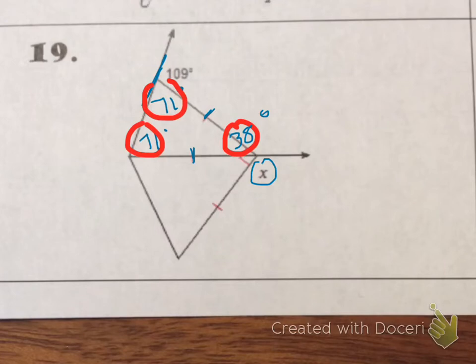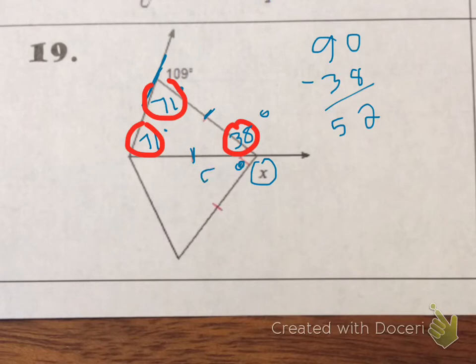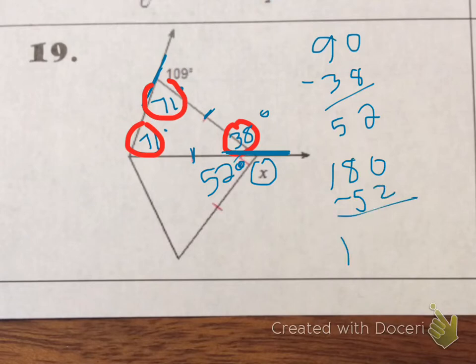All right, so now what I'm going to do is 90 minus the 38 degrees, and that's going to get me this side of the angle over here. So 90 minus 38 would be 52. So this angle right here is 52 degrees. And then I know 52 and 180 form a straight line together. So if I do 180 minus 52, then I would have the answer for x. So 180 minus 52 degrees is 128 degrees. So my x value is 128 degrees.